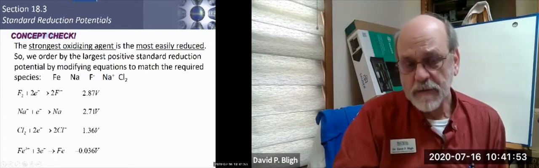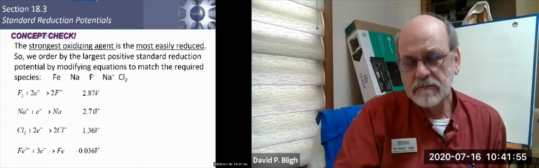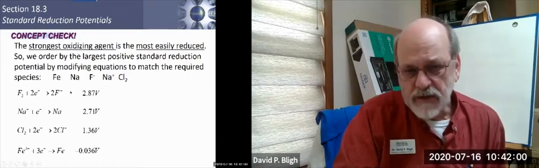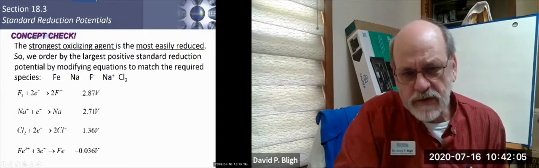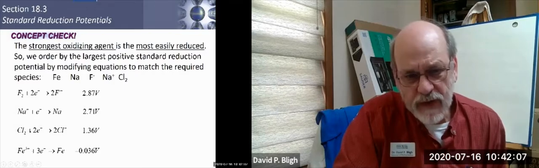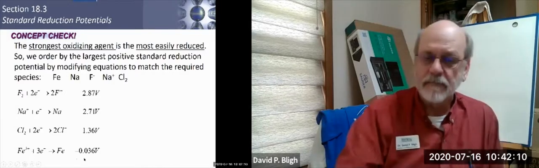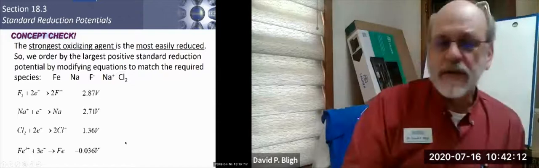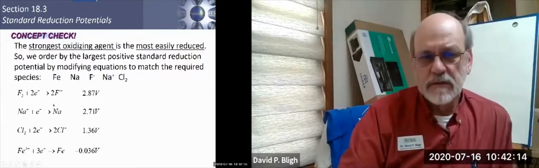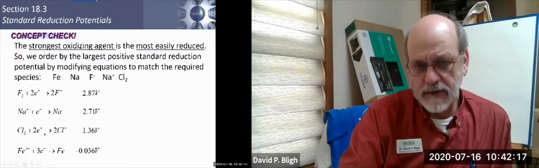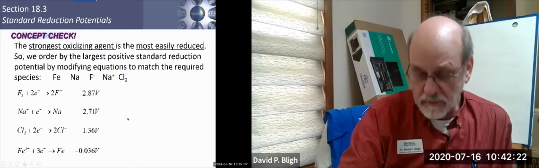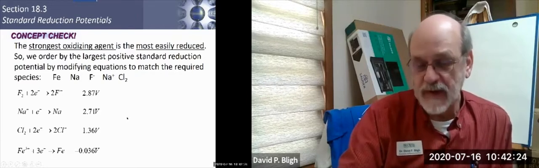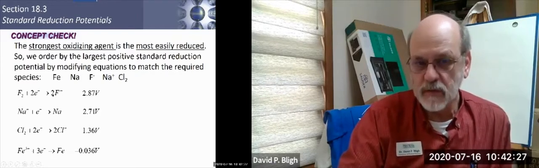These are our reduction potentials for these guys. Right, so there's the F minus, there's the sodium plus, there's the chlorine, and there's the iron. All right, so these are written in terms of reduction potential. So we should be able to organize these from most positive to least positive. Right? The most positive is this one.